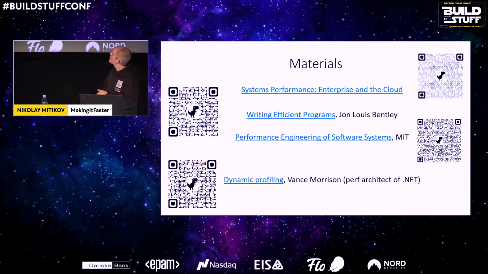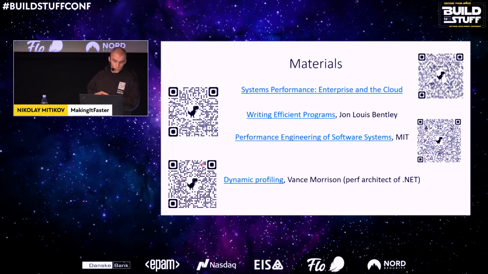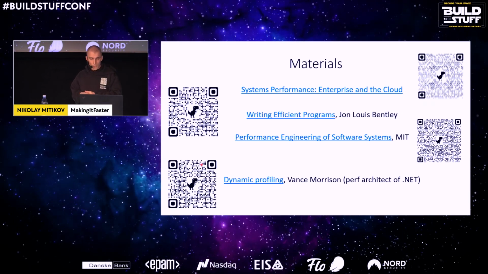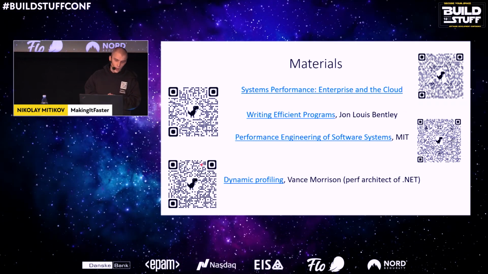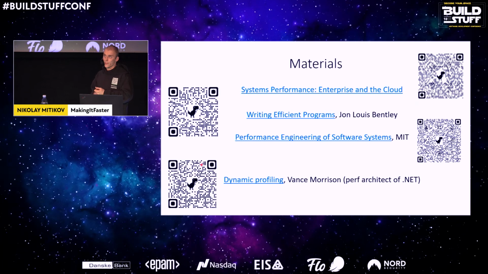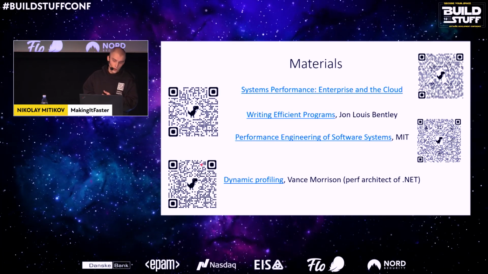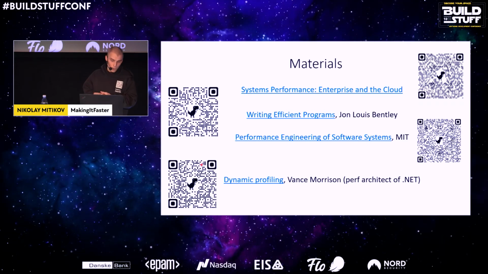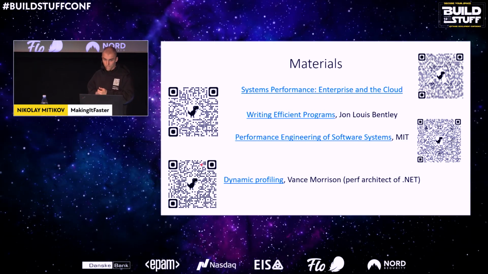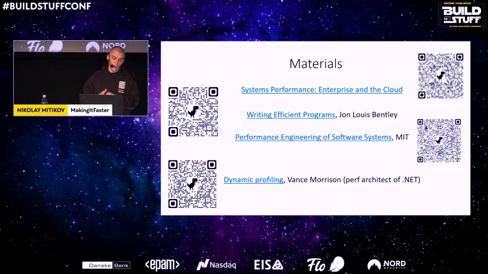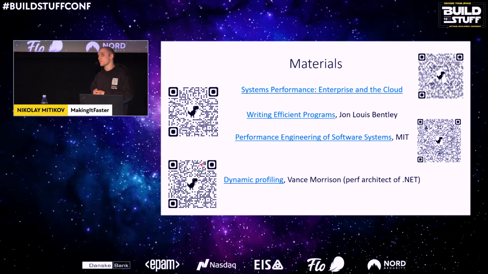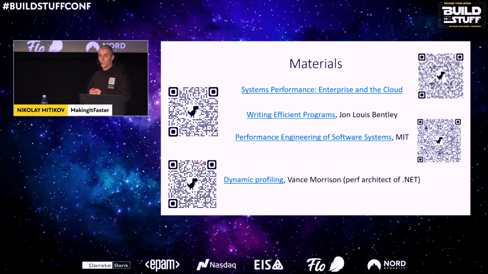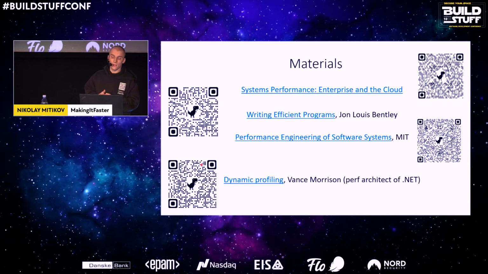And a few QR codes that I would like to suggest or promote. The first one is the book from the guy who is the Performance Architect at Netflix. Another one is the study from Jon Bentley, the course that I've mentioned, and also the dynamic profiling course from Vance Morrison. So that would be it. I think we made it slightly faster.